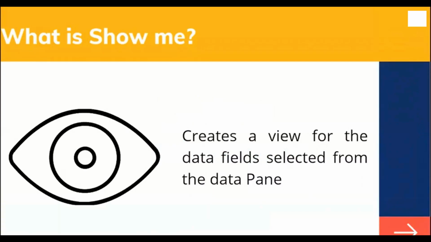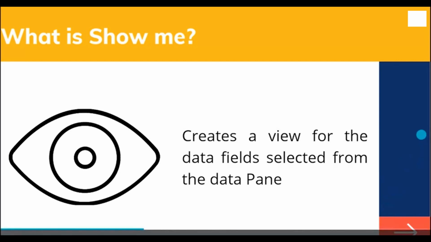First of all, what is the Show Me option which is there in your Tableau? Very simple. Anything that you pick up from your data pane, obviously you will pick up some kind of fields from the data pane, and then you place it in your row or your column shelves. Immediately what you get is a view, right? So Show Me allows you to create a view for any type of fields that you select from your data pane. So that's the way I can informally define what Show Me means.